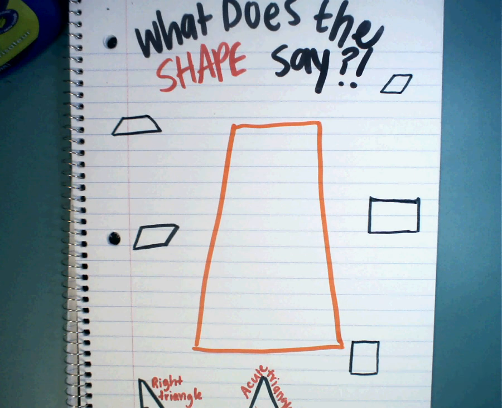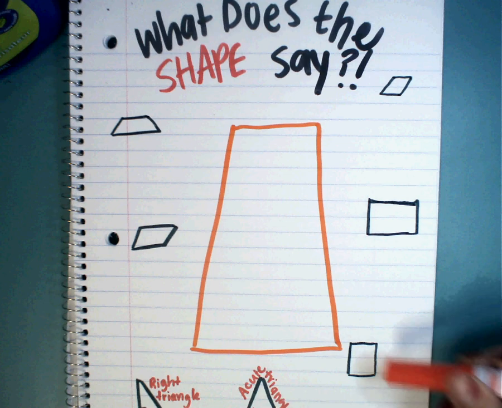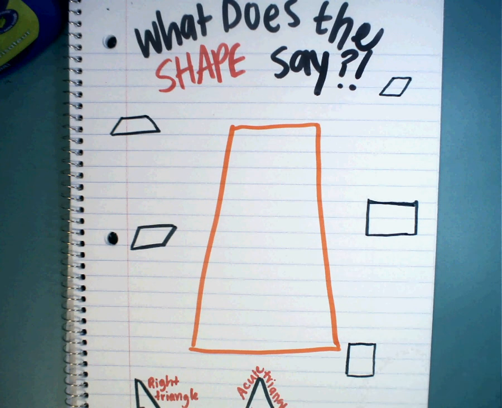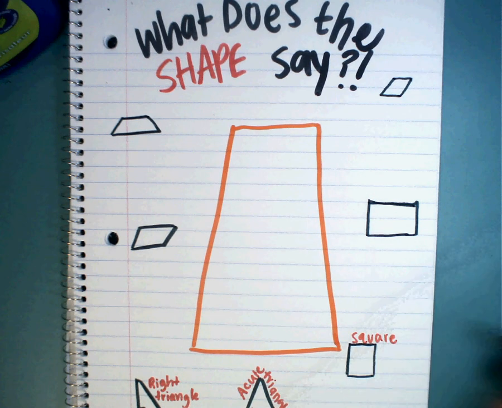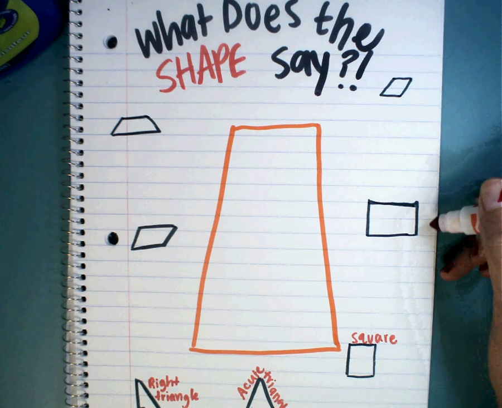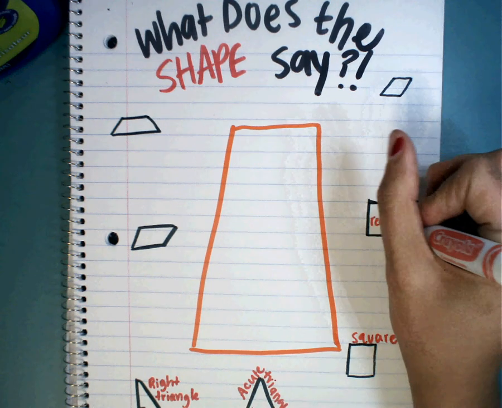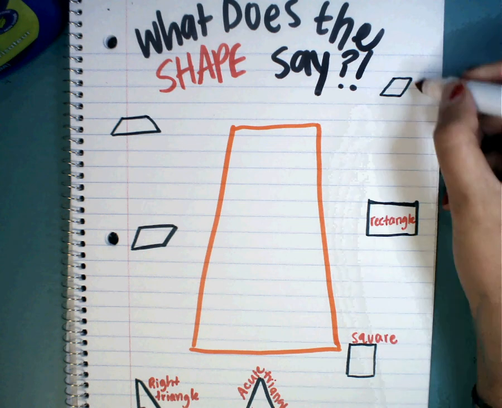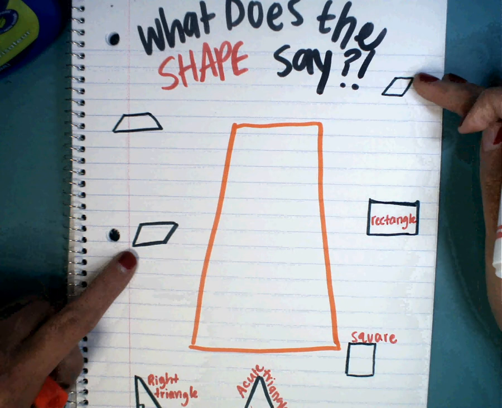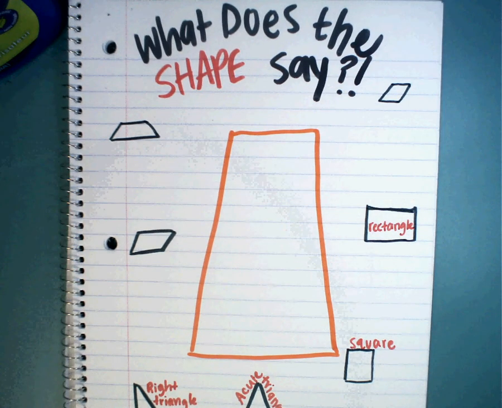All right. So what do you think this is? What is this called? Square. Square. What about this bad boy? How about a rectangle? Rectangle. All right, what about this? Ooh, these are, we'll come back to these in a second. What is this shape called? A trapezoid. Trapezoid.